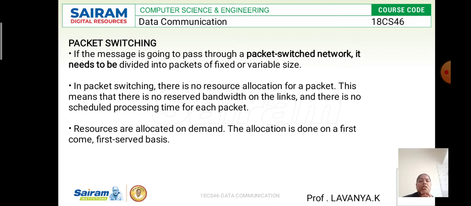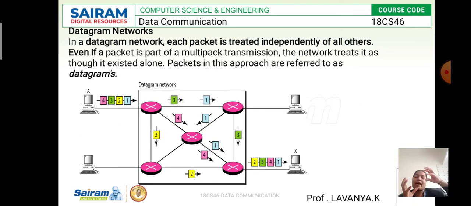The resources are allocated based on the packet demands, and the allocation is done first come, first served. Whenever the first packet enters the circuit, that packet is moved first through the network to the destination. This is what first come, first served means in the packet network.